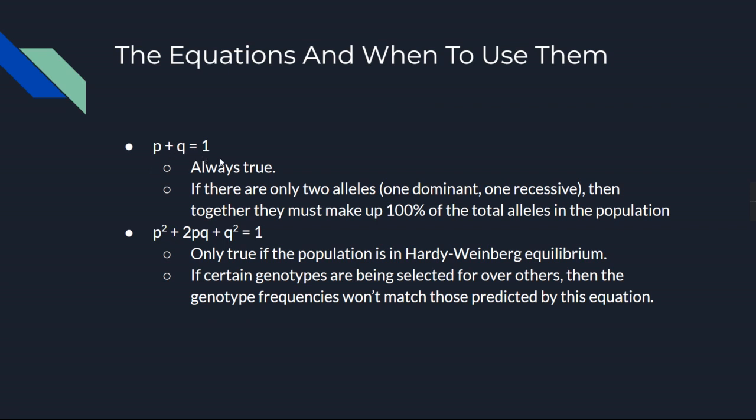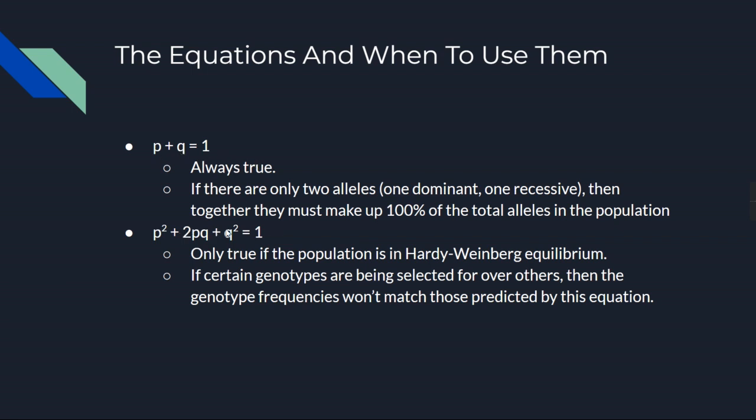The first equation, P plus Q equals 1, is always true even if the population is not in equilibrium. This is because it is just assuming that there are two alleles. So the frequency of the first allele plus the frequency of the second allele has to equal the total frequency of every allele possible. So 100% of the alleles has to be one of these two.